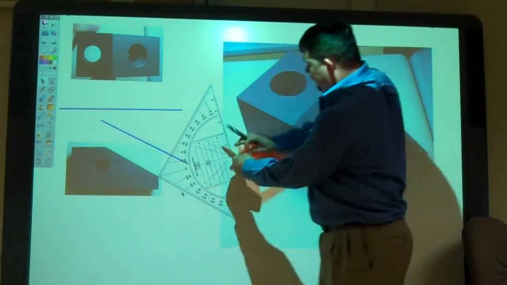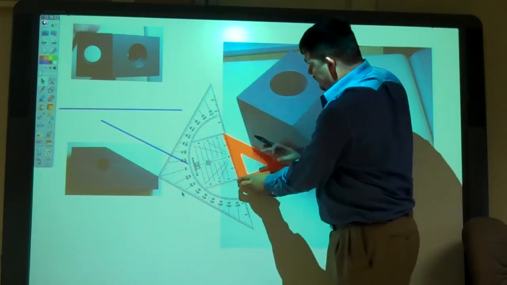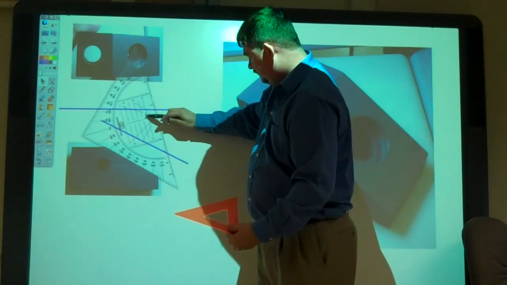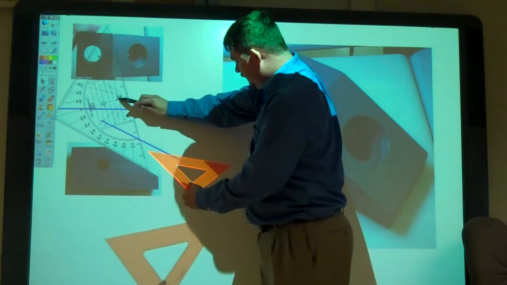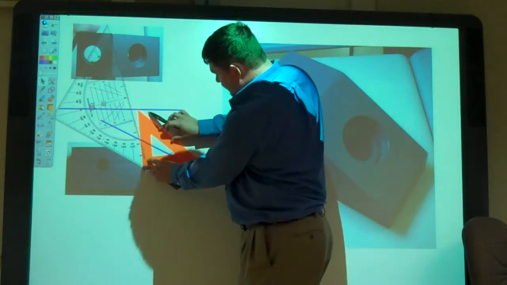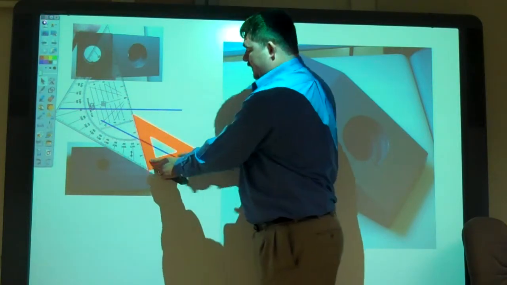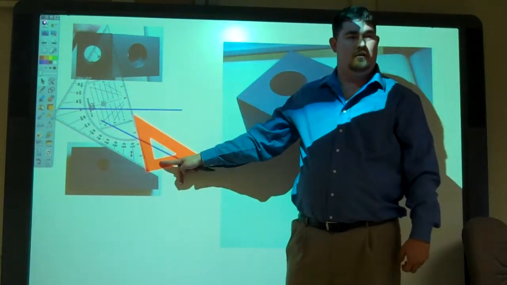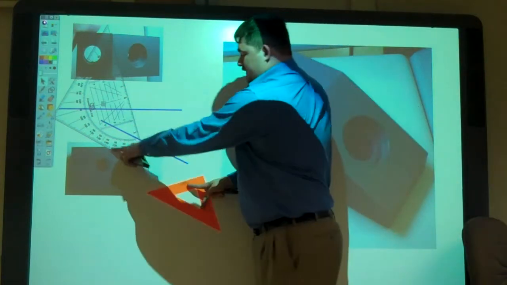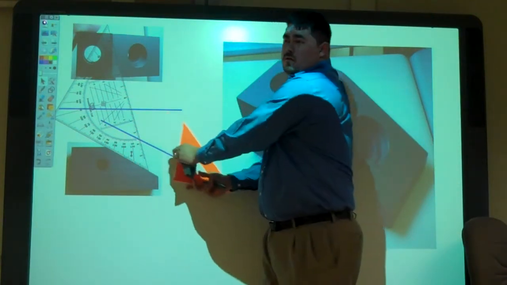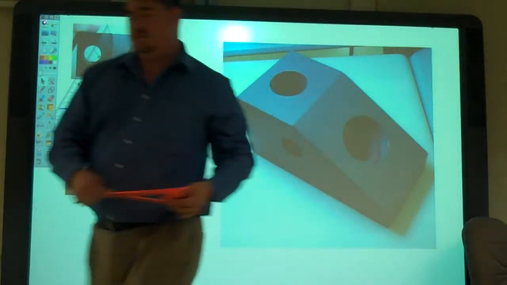Or if I take these two and I do this, now this line and that line are parallel, right? So I can do that too. That way this is a line on it, and I can use that to draw it in.